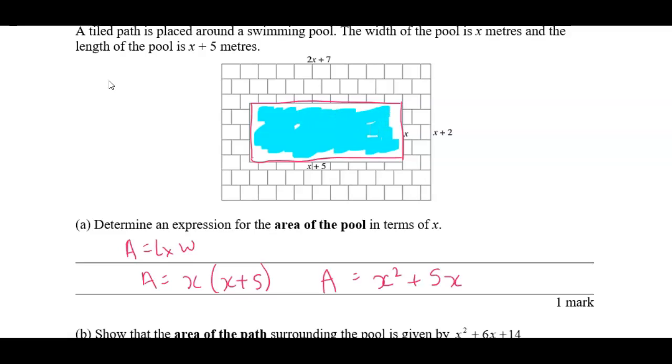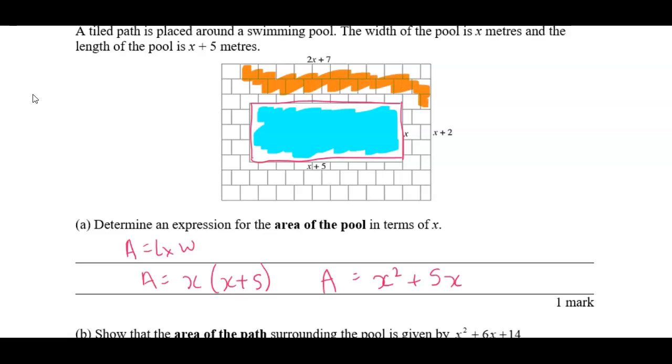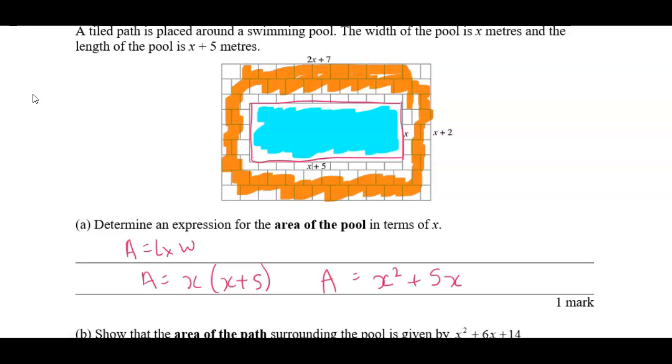Okay, wouldn't it be nice if it was nice warm weather and we could actually go for a swim? Okay, and then your path around the outside, we'll just do that in orange. There it is. I don't know what I'm coloring in, but sometimes I like to add a bit of color to these videos. Whoops. Okay, there we go.